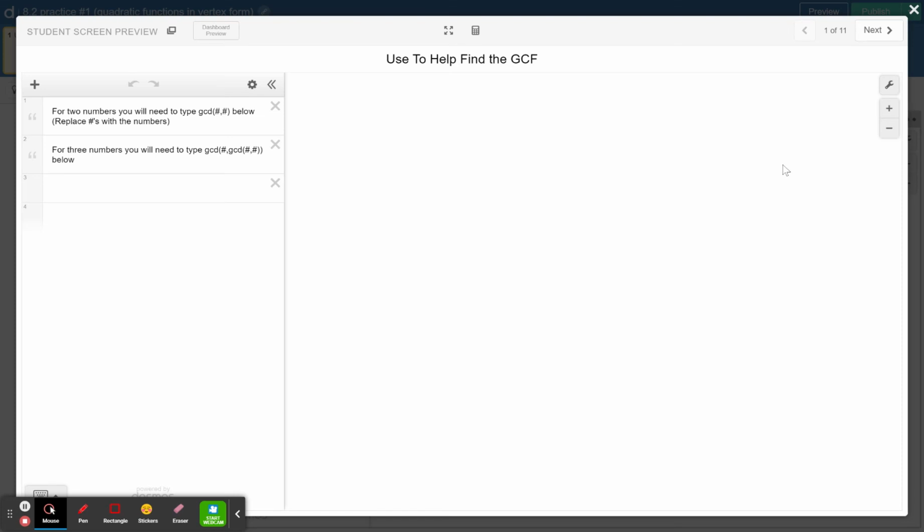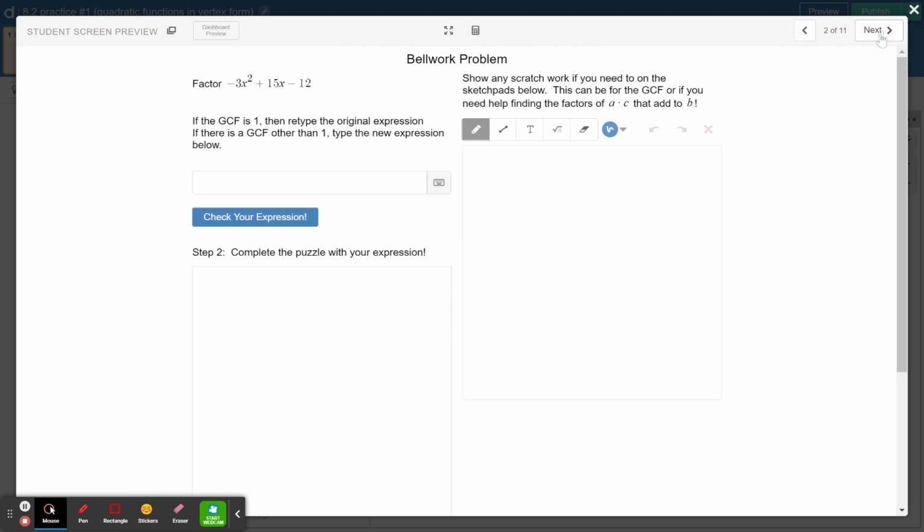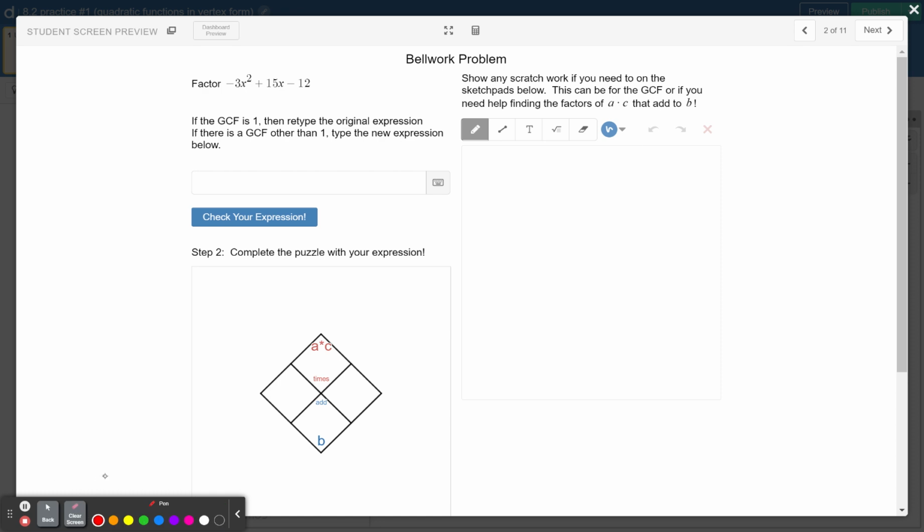In this video, we will be doing 8.2 practice number 1, quadratic functions in vertex form. However, for bell work, we would like to review factoring. Factoring is going to be a very big part of quadratic functions. We actually factor to find the x-intercepts. So we're going to continue practicing factoring.